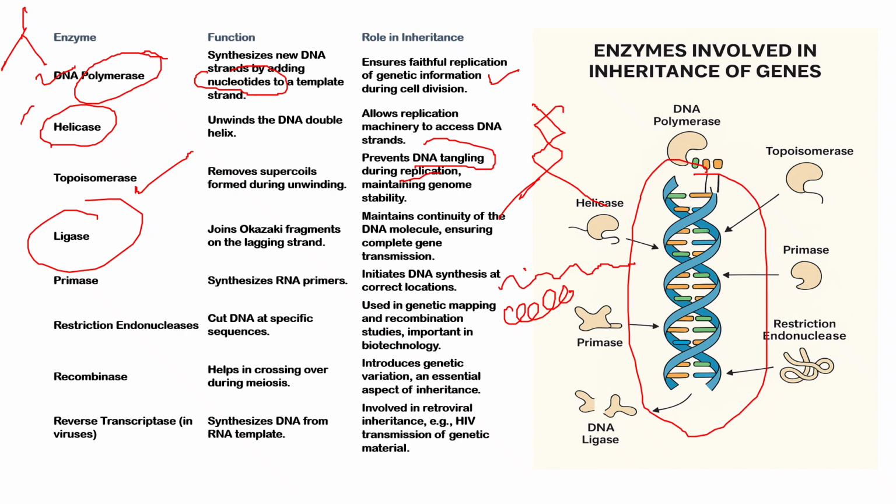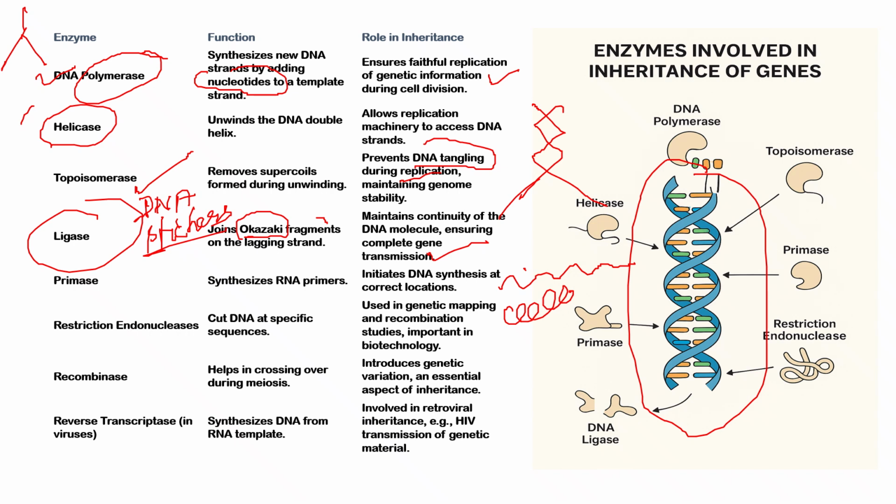Ligase. This ligase is called the DNA stitcher. Stitches means joins; it joins the Okazaki fragments. During replication, you will see small fragments being formed, called Okazaki fragments. Ligase joins them to maintain continuity, so that all the nucleotides are properly aligned in the DNA, ensuring complete gene transmission. So that is the use of DNA ligase.